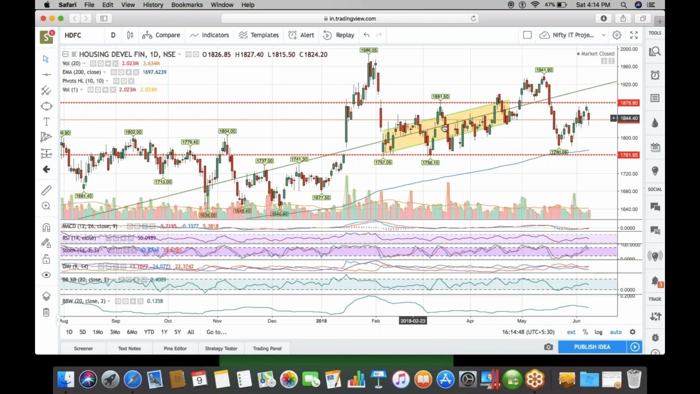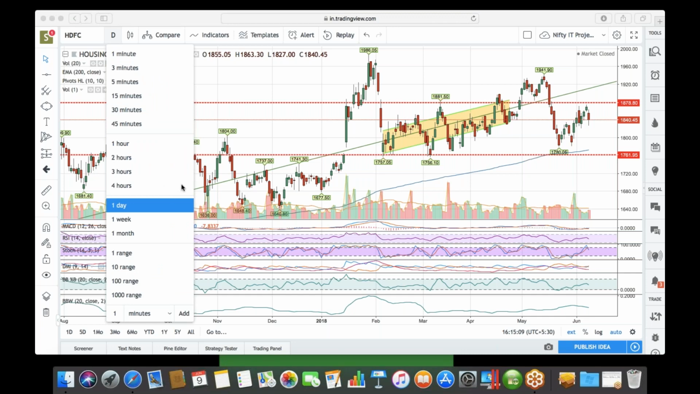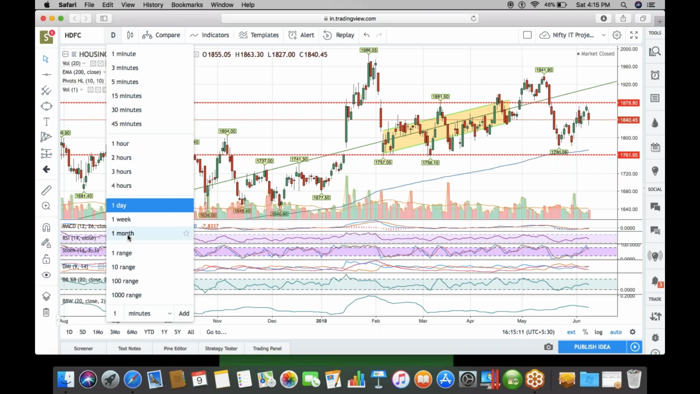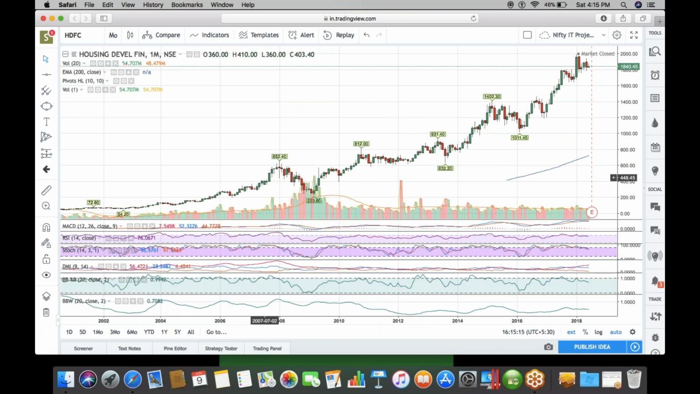Now these trends have three primary phases in them. What are these phases? There are three phases. The first one is a major trend. Say for example, this is a monthly chart for HDFC Limited. This is the primary trend. What is the trend? This is a major trend.